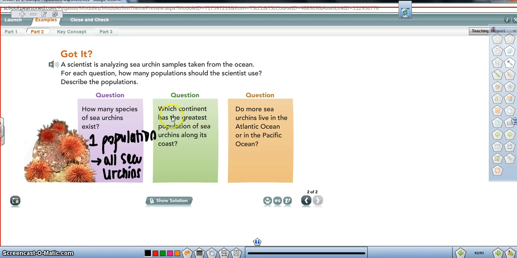Which continent has the greatest population of sea urchins along its coast? Well, this would be 7 populations. We're going to have to study each continent and see how many sea urchins they have, and then we can compare and decide who has the greatest.